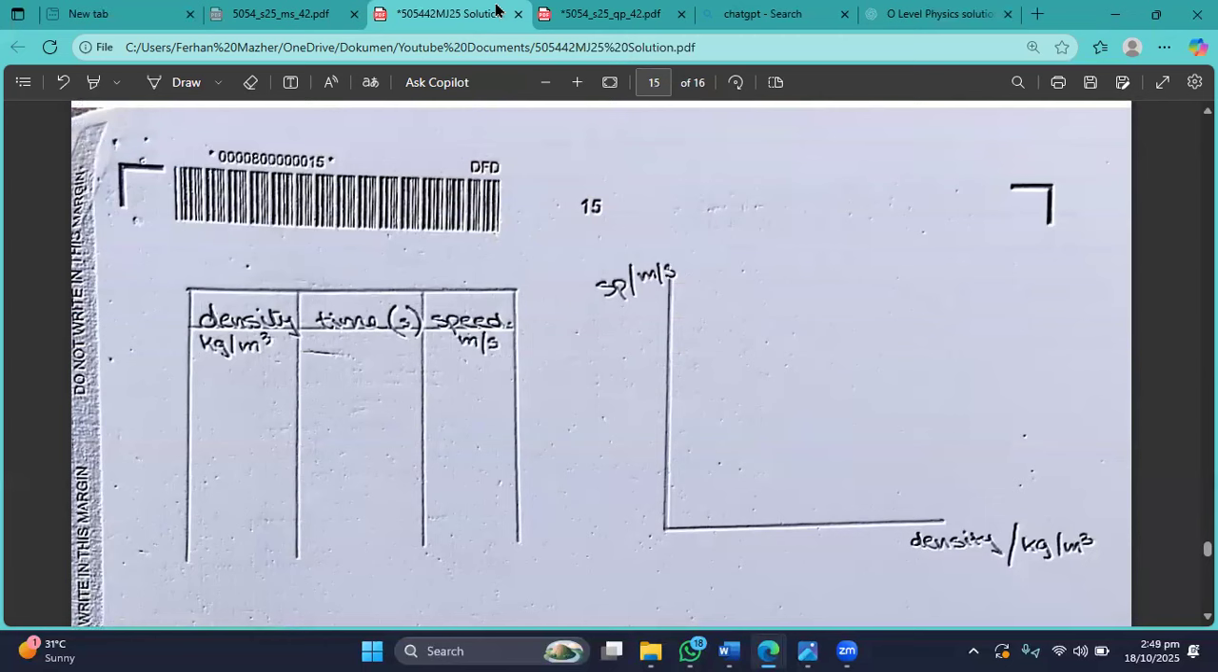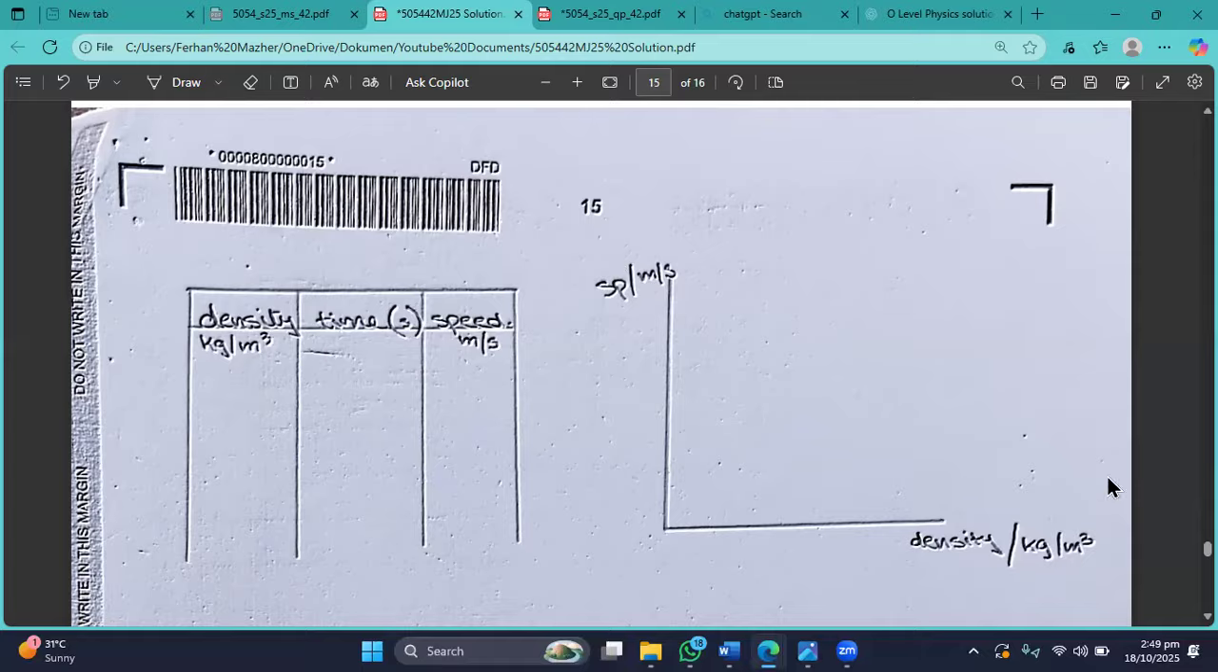For example, the table which you have to draw: density, time, and speed. The mentioning of the units is very important here. The density unit is kg per meter cube, or you can say gram per centimeter cube. The time the ball takes to go from the top of the oil or liquid to the bottom, you can say the time is in seconds. The speed will be in meter per second.